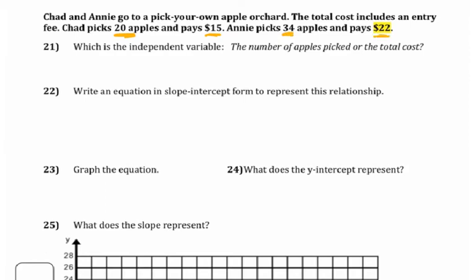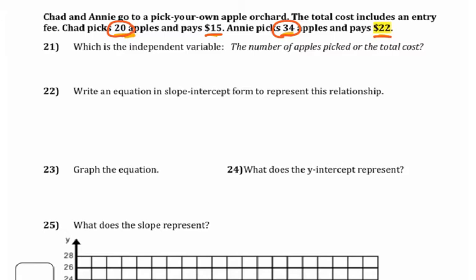Now, if I wanted to know the price per apple, can I just do $15 divided by 20 apples and find out how much each apple costs? Is it going to be the same for Chad as for Annie? What's the difference? So if you look at the problem, Annie's picking more apples, so she pays more money, which makes sense. But the thing is if you just do 15 divided by 20, you get a different number than 22 divided by 34. So does that mean Annie gets a better deal? What's happening when you go in the apple orchard? Okay, so you got to think about these things like you're paying this fee and then you pay per apple.